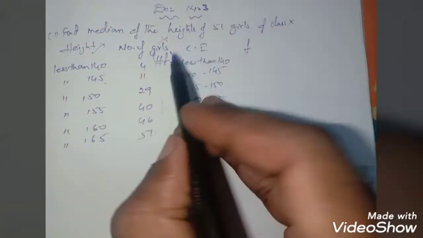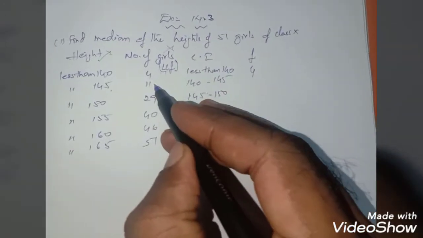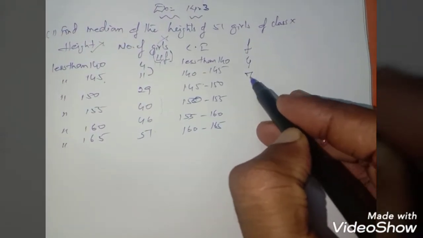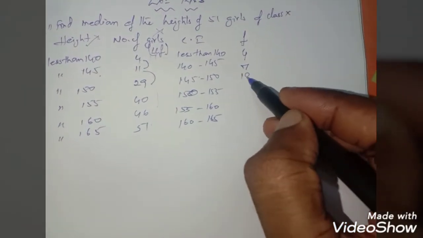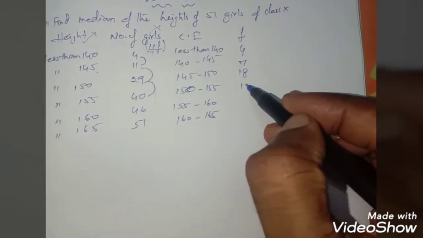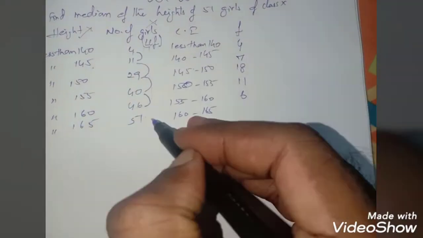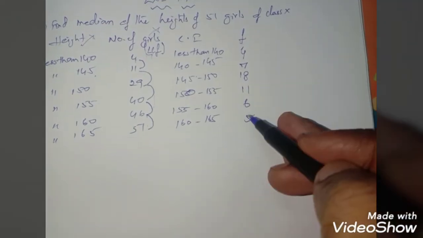Now here, the first value we write as it is, 4, and for the next value we subtract, that is 11 minus 4, which is 7. Next, 29 minus 11 is 18. Next, 40 minus 29 is 11. Next, 46 minus 40 is 6, and 51 minus 46 is 5. So like this we got the frequency.